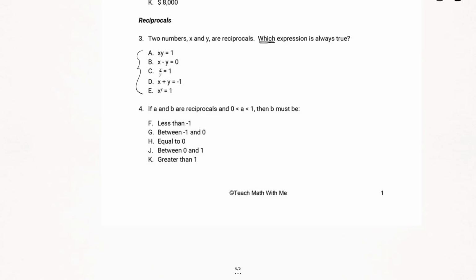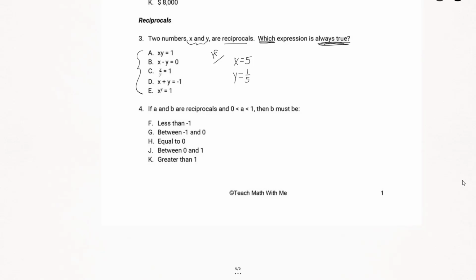So we're given two numbers, x and y, two variables, and it says they are reciprocals. Because I'm probably going to have to test out these different choices, I could give an example of what x and y would be. If I say x is 5, we know that x and y are reciprocals, so the reciprocal of 5 is 1/5. So if x is 5, y is 1/5. This is just an example that I've come up with. Now we can evaluate, and they want to know which expression is always true, in all cases.